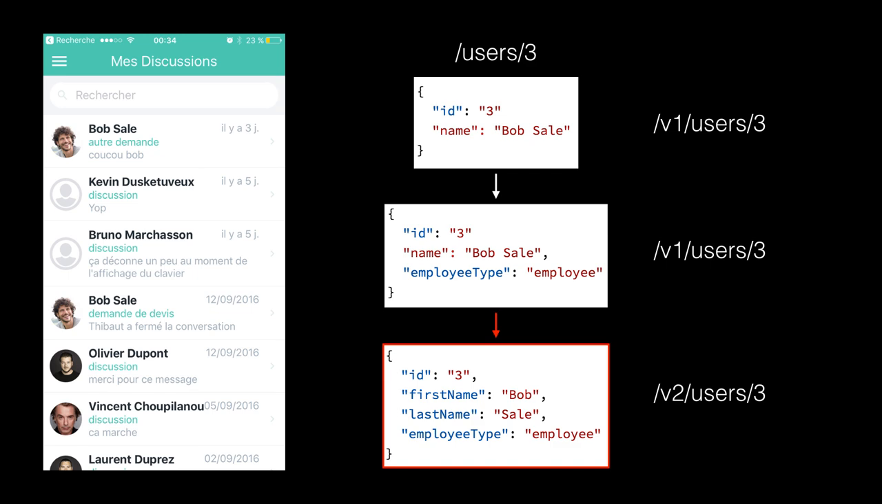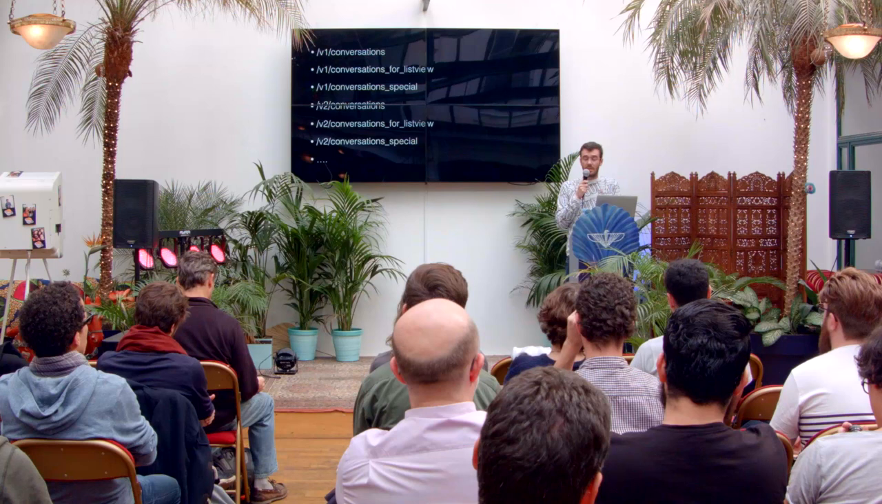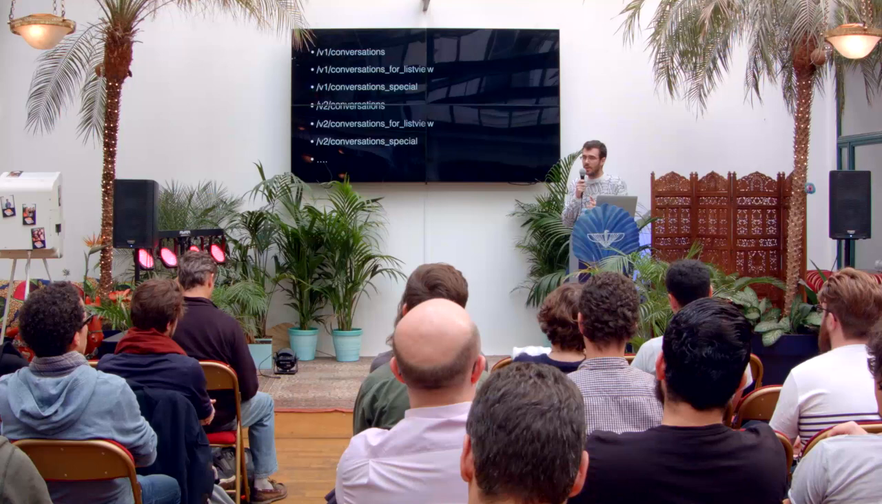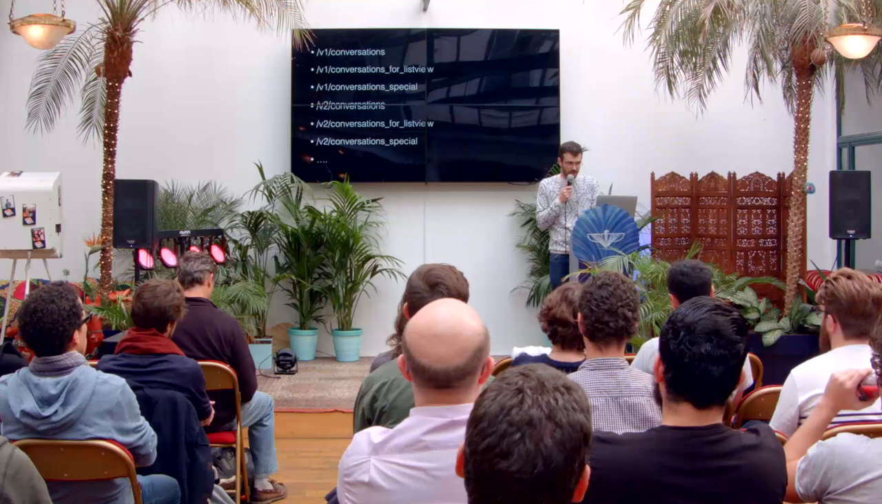And so with all your specific endpoint and all the versions that you have to support, you start to have to maintain a lot of different endpoints. And if you just have a new version every year and want to support just two or three versions, just for something like conversation, you will have to maintain 10 or 20 different endpoints, which is a nightmare.